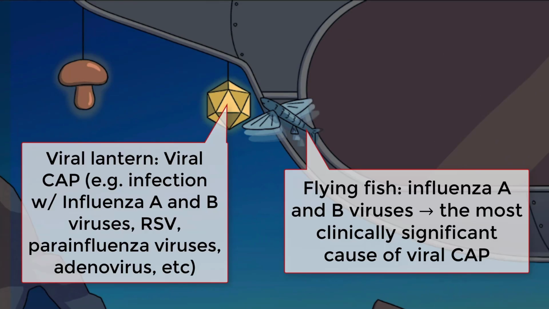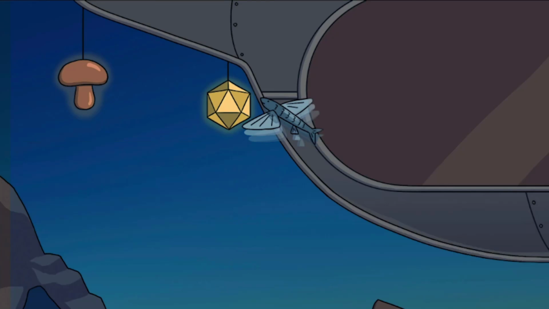Our third big group of pathogens that cause CAP is respiratory viruses, including influenza A and B, parainfluenza viruses, RSV, and adenovirus. The most clinically significant virus of the bunch is influenza, represented here by the influenza flying fish. Remember that respiratory viruses can cause a primary viral pneumonia or predispose the patient to a secondary bacterial pneumonia. We'll remind you later, don't worry.